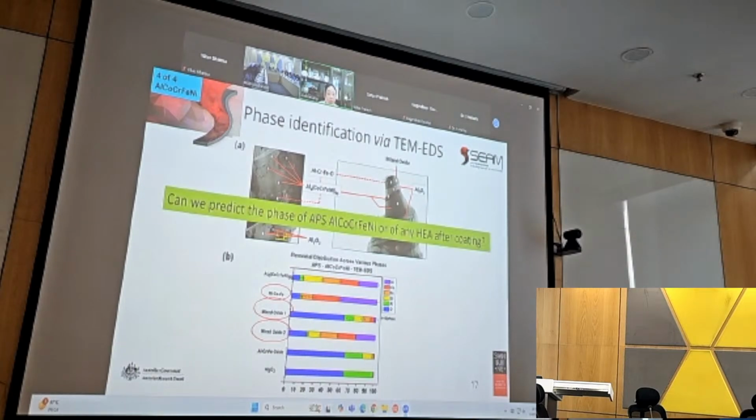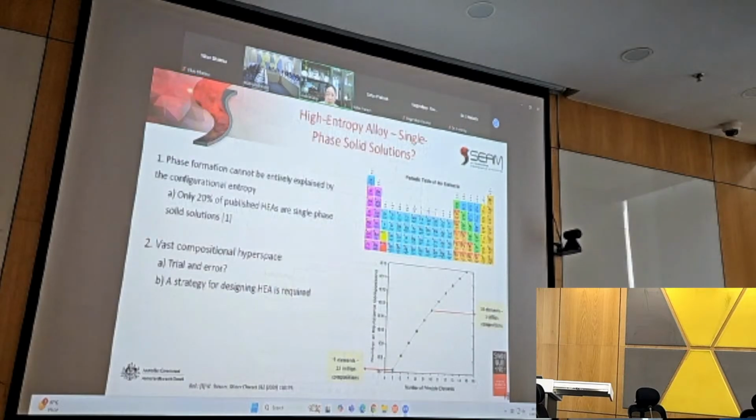Very good. But then we started to ask the question, can we actually control the amount of phases in there? If we want to retain more BCC, how do we actually do it? So that was sort of a journey that we started about 10 years ago.